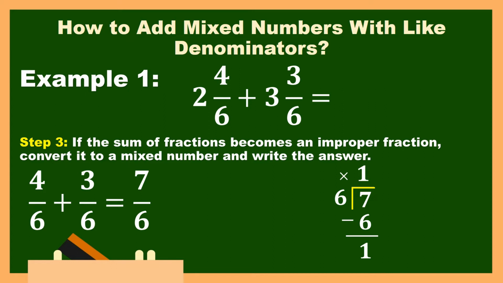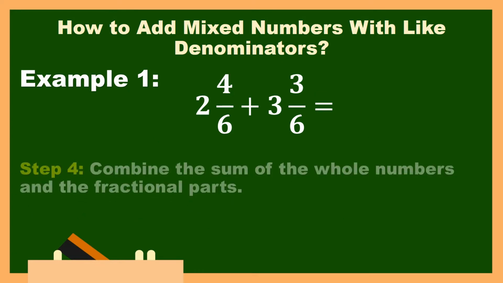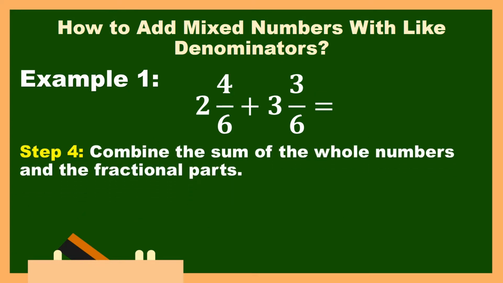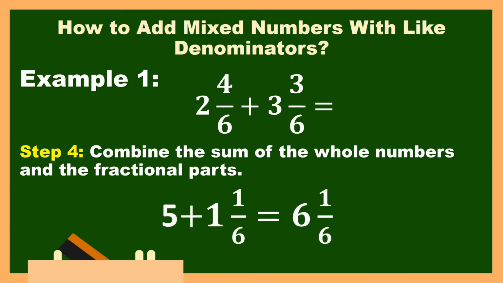To change 7 over 6 into a mixed number, we will use the quotient 1 as the whole number and the remainder 1 will be our numerator. And we will just copy or affix the denominator which is 6. Therefore, 7 over 6 is equal to 1 and 1 over 6. Step 4. Combine the sum of the whole numbers and the fractional parts. So 5 plus 1 and 1 over 6 is equal to 6 and 1 over 6.